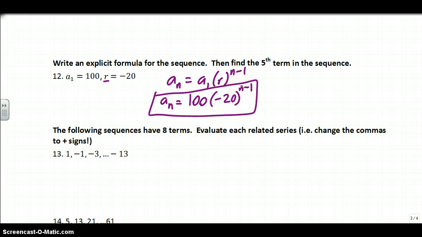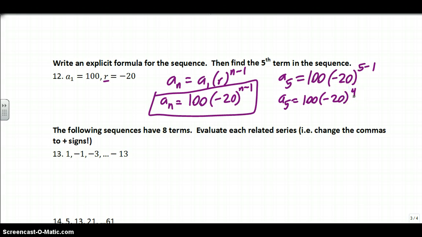Do not plug in n. Not yet. Okay, it says write an explicit formula for the sequence. So we want any term. Then find the fifth term. So then we'll plug in 5. Okay? We're not going to worry about it until after we get the equation. Because then I could ask you any term in the sequence, right? Let's see.